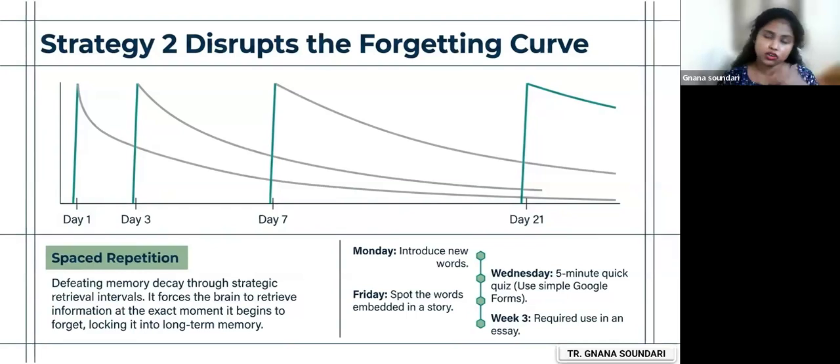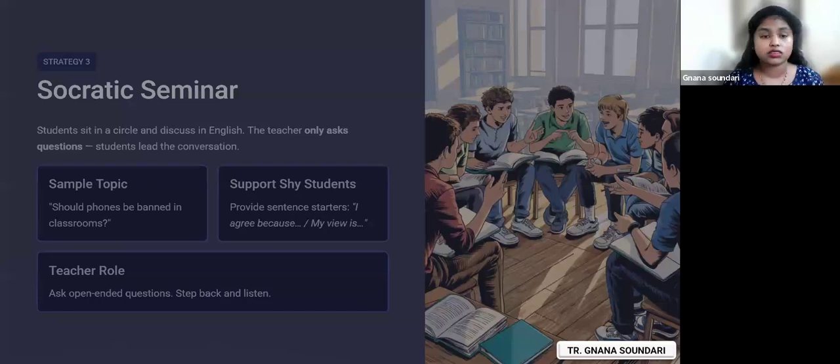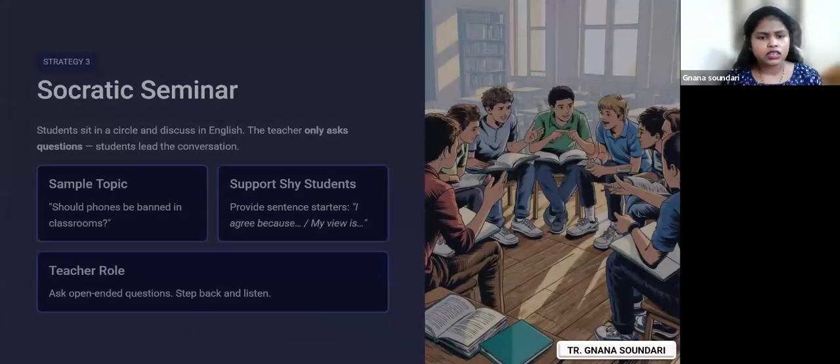If I'm frequently using that new word with them, automatically they'll start to use it with us. That's also the best part. And what is the next one? Socratic seminar. Strategy three is all about Socratic seminar.